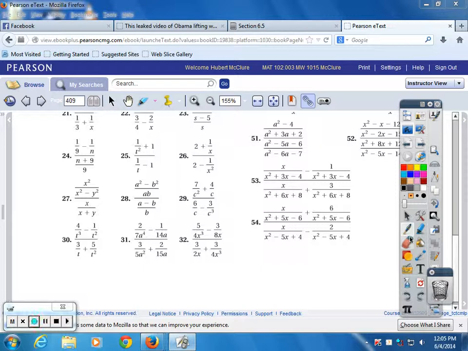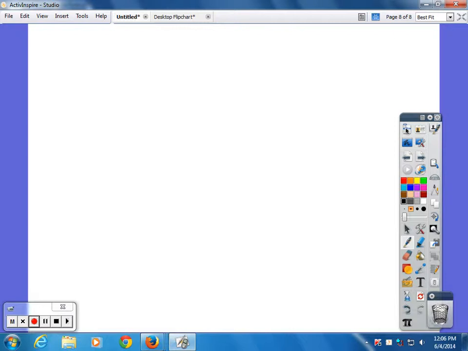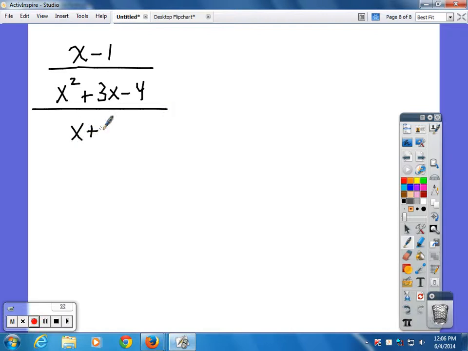x over x squared plus 3x minus 4, minus 1 over x squared plus 3x minus 4, over x squared plus 6x plus 8, plus 3 over x squared plus 6x plus 8. Alrighty. I'm going to go ahead and go to the next step, which will be to put it together because you've got common denominators. So that's going to be x minus 1 over x squared plus 3x minus 4, over x plus 3 over x squared plus 6x plus 8.